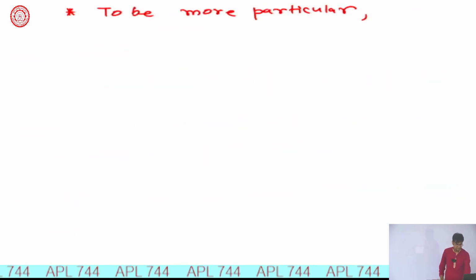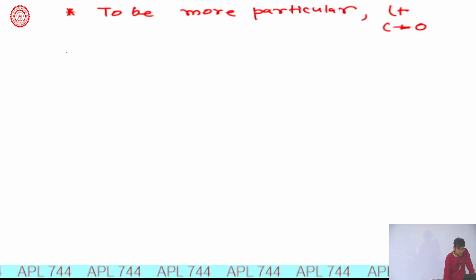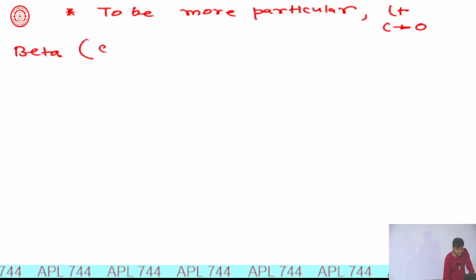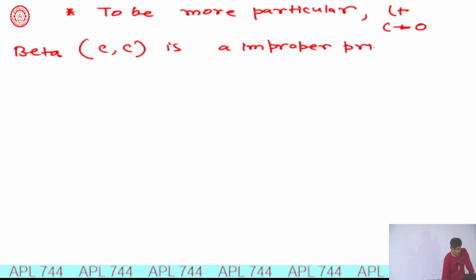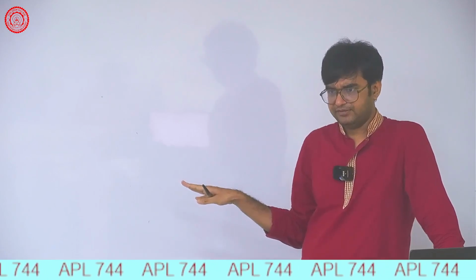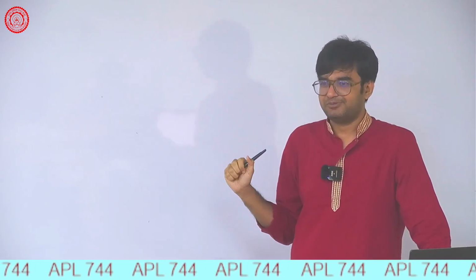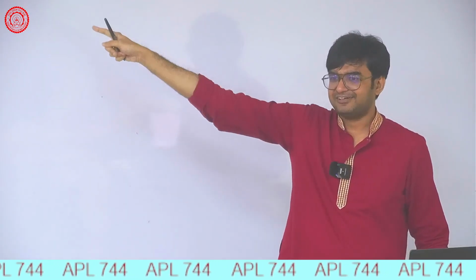To be more particular, the limit as c tends to 0 of Beta(c, c) is an improper prior. An improper prior means it is a valid prior in most cases, but you cannot normalize it. Why can't you normalize it? Because your normalizing constant will become Beta(minus 1, minus 1). The beta function for minus 1 does not exist. The beta function only exists up to 1, 0. And as was correctly pointed out, there is a minus 1. So, with 0 and 0 you will get Beta(minus 1, minus 1) and that is undefined.